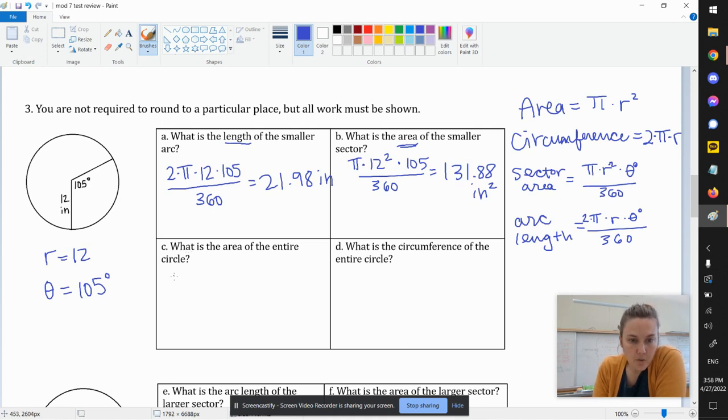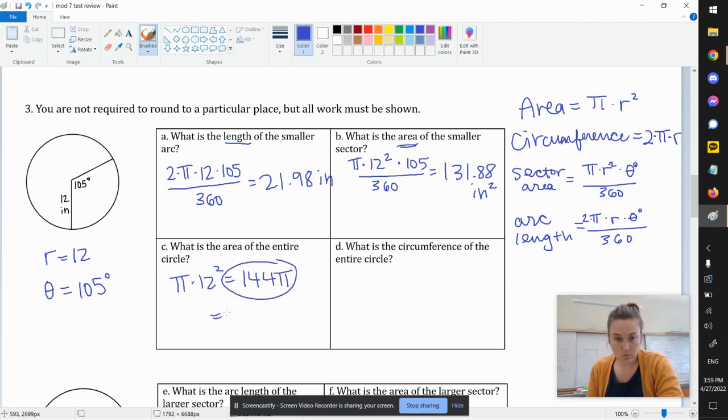What's the area of the entire circle? That is pi r squared. Right, you can leave this as 144 pi, that's my preferred, or you can do 3.14 times 12 squared and get 452.16. Area is inches squared.